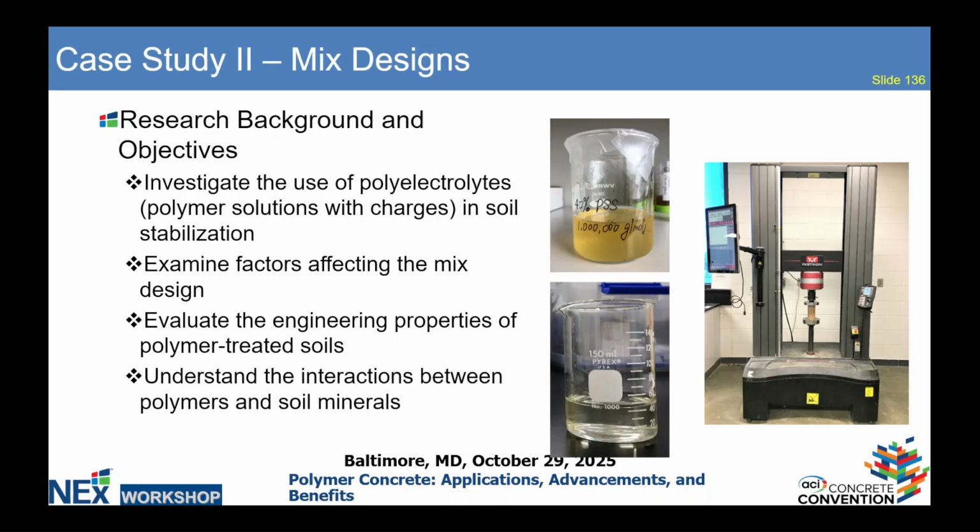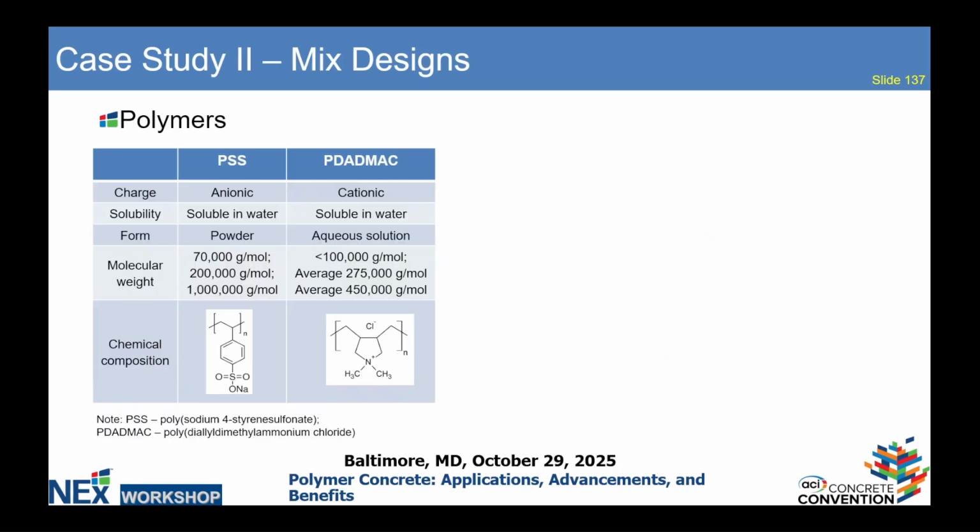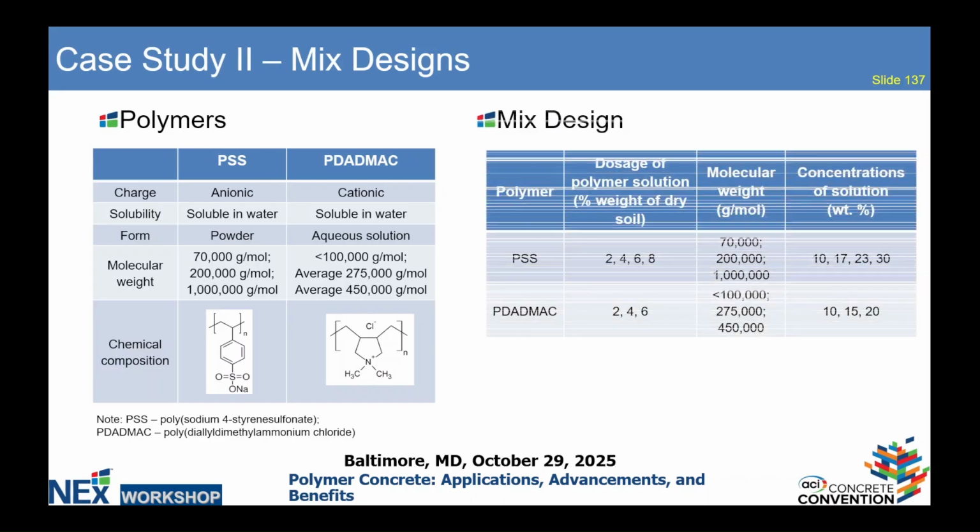As I mentioned earlier, in one of the slides, we have the polymers. That's just one polymer product. There are probably hundreds of different polymers in there, and they have different properties that are often ignored during the mix design. For example, in this case, the factors affecting the mix design from the polymer perspective. For this case, we choose two different polymers. One is negatively charged, one is positively charged, and they have different molecular weight. And you can look at the mix design table here.